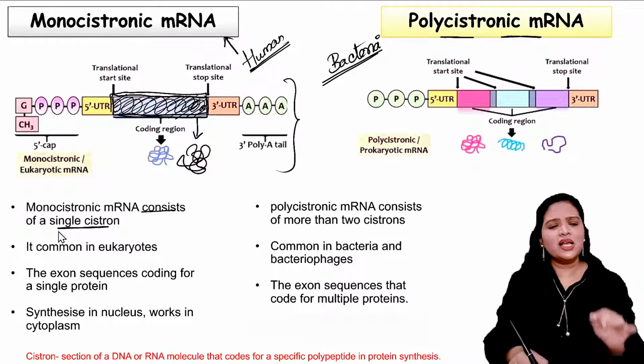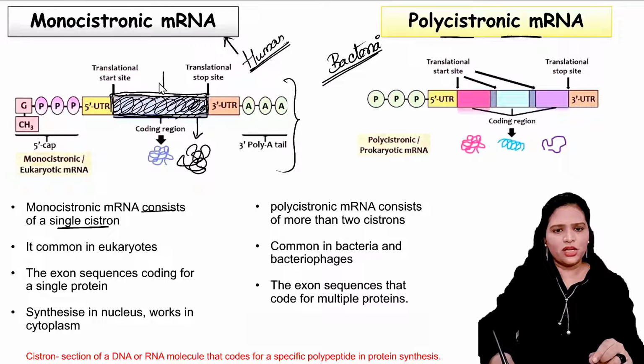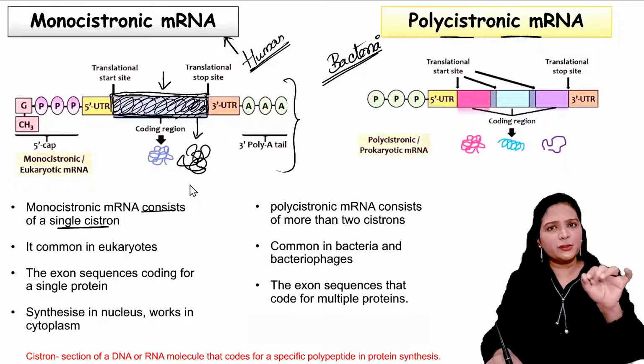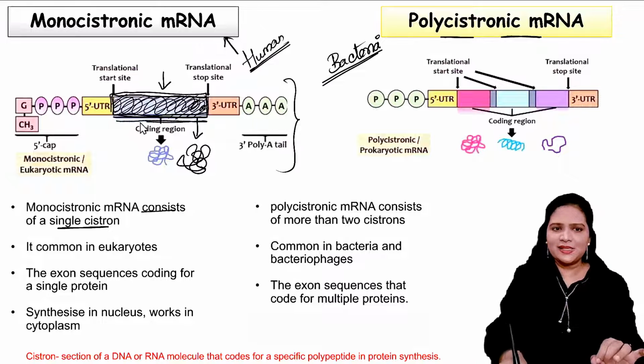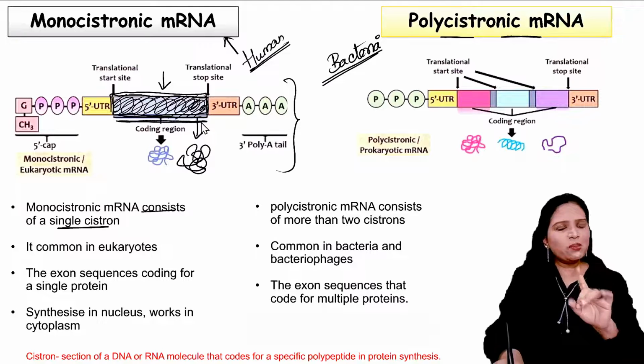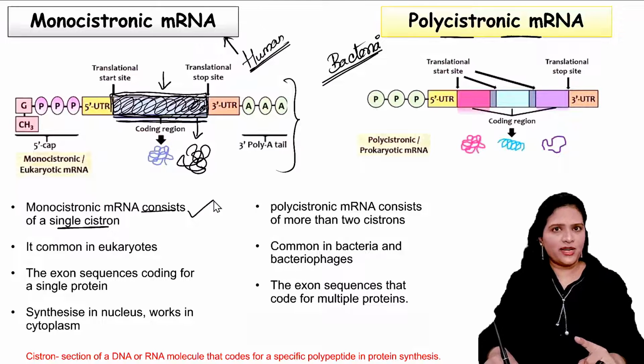What is a cistron? A cistron means a section of the DNA or the RNA molecule that codes for a specific polypeptide in the protein synthesis. So here, this is the cistron. This codes for only one type of protein. So that's why this is called monocistronic.